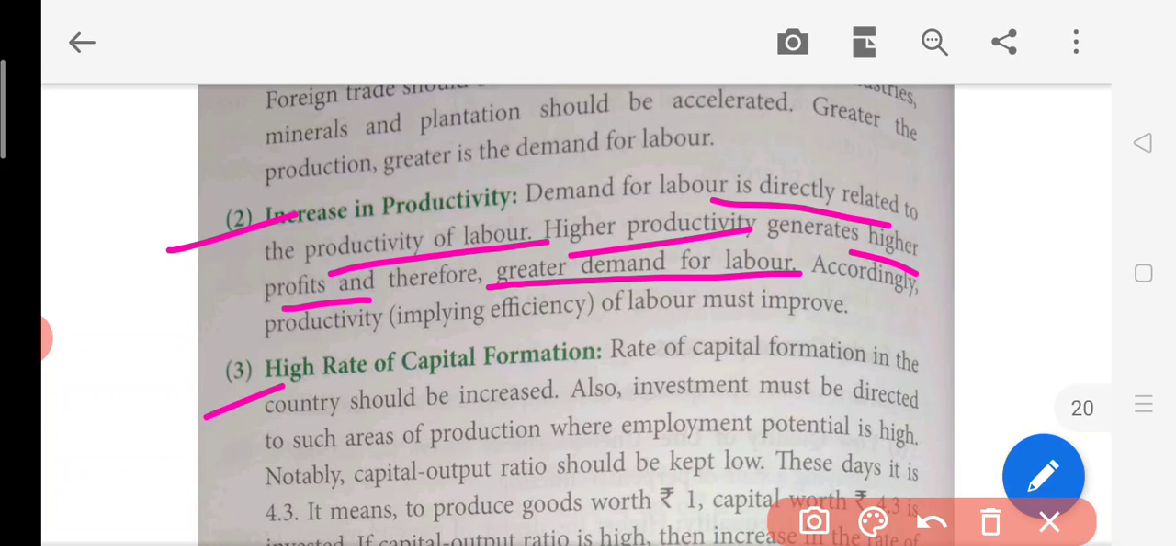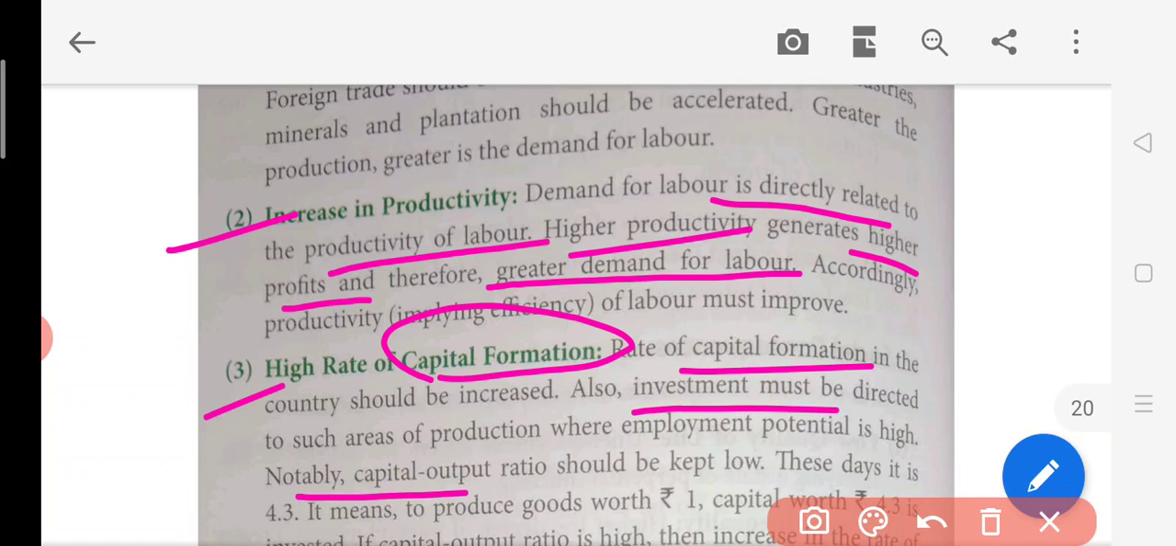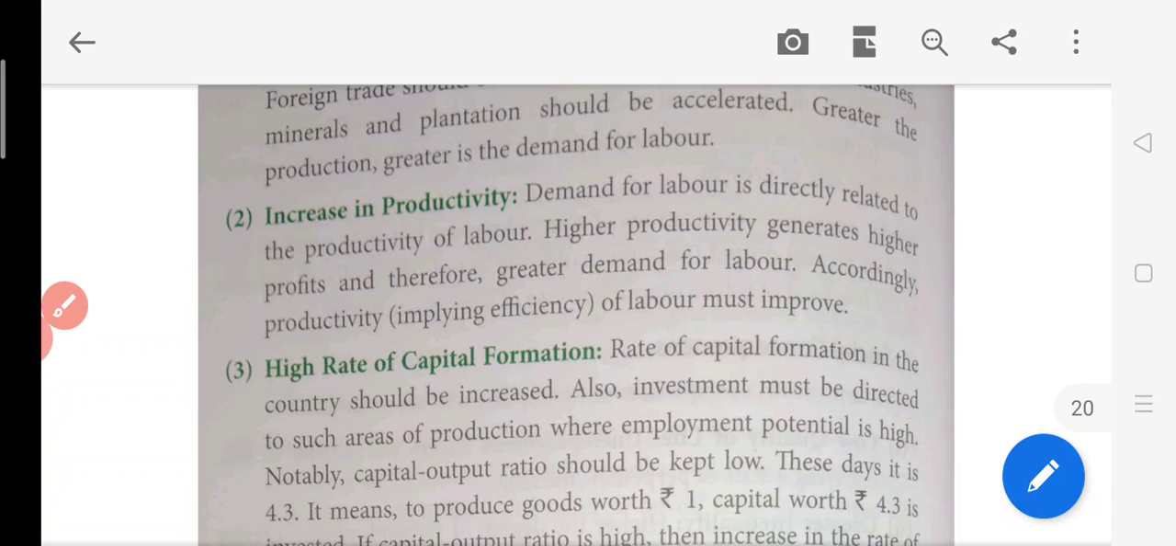Then high rate of capital formation. Capital formation means investment. If the companies are investing a lot, like in more machinery, they should invest in purchasing more machinery, try to increase their production capacity, and buy more raw material. When the company is investing in machinery, definitely for working on that machinery, people will be required. So more people will be appointed by such a company doing capital formation. This is how more employment can be given.